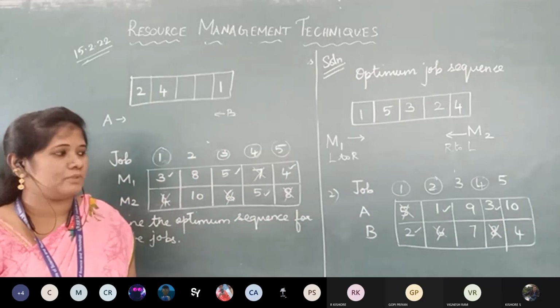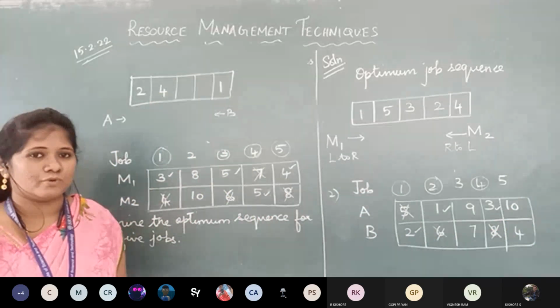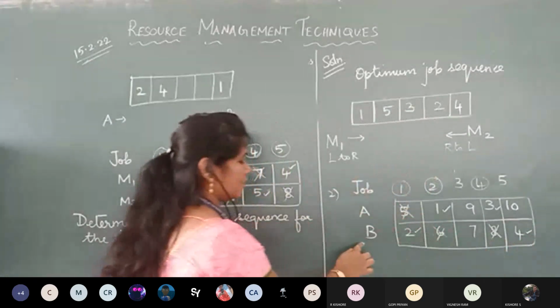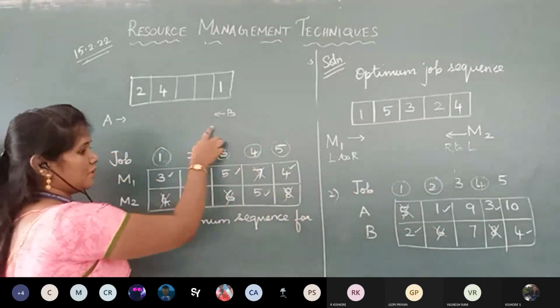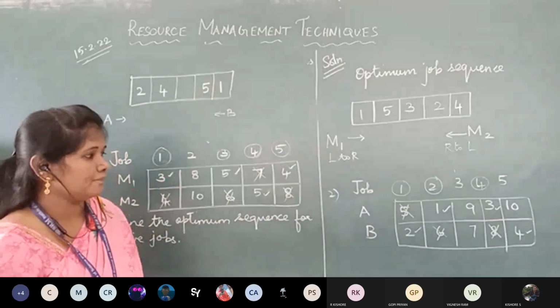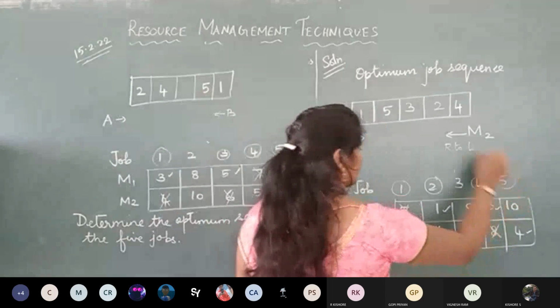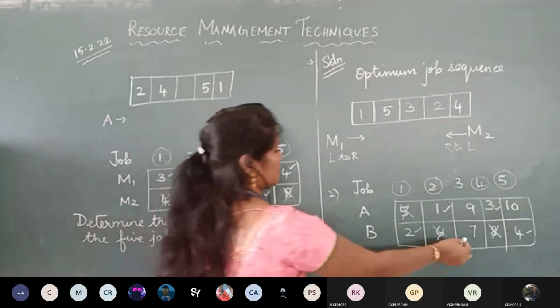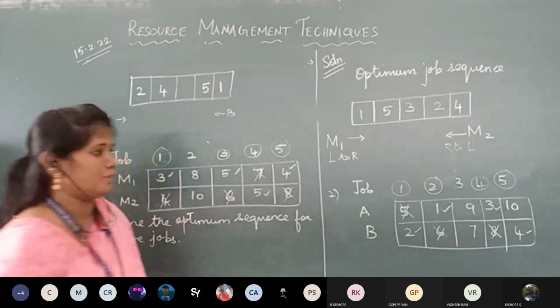In that, your least value is 4. Okay. So since it is 4, it is coming from B machine. Okay. So B machine, your job assigned is 5. Okay. So 5 is gone. Your job 5 is got over. And here, if you see, your 7 is your least value. It is coming from your B.